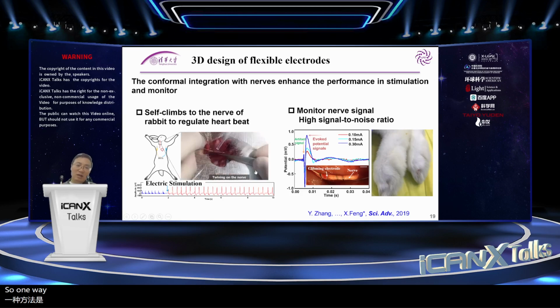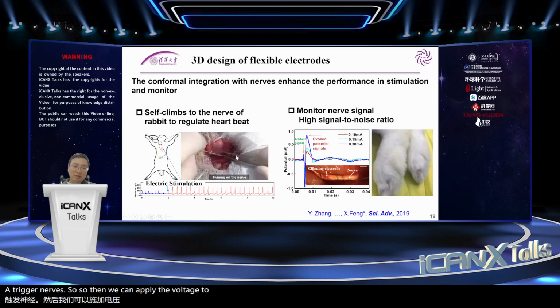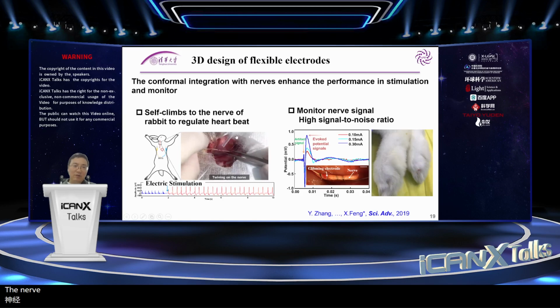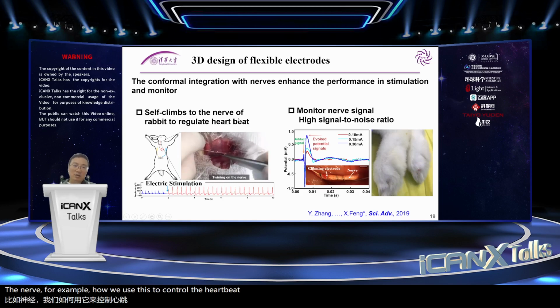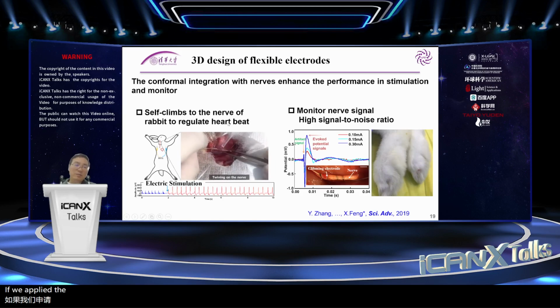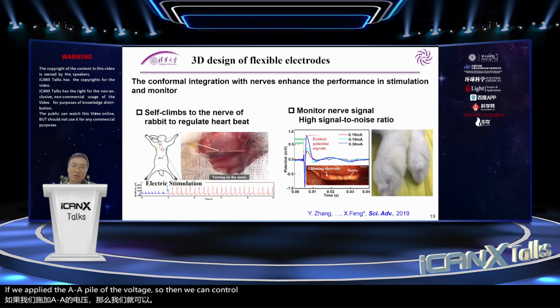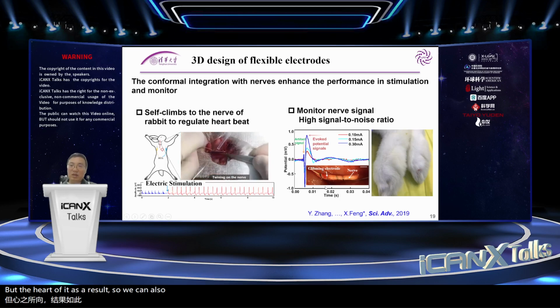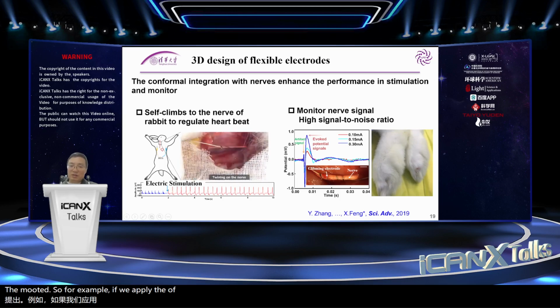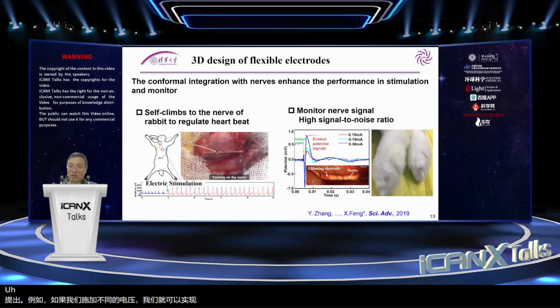When we stretch the nerve, the electrodes stay tightly on the nerves. Then we can apply voltage to stimulate the nerve. For example, we use this to control the heartbeat rhythm. If we apply the voltage, then we can control the heartbeat rhythm. We can also integrate the stretchable electronics with the nerve to control motion. For example, if we apply different voltages, we can control the shake of the legs of the animal.